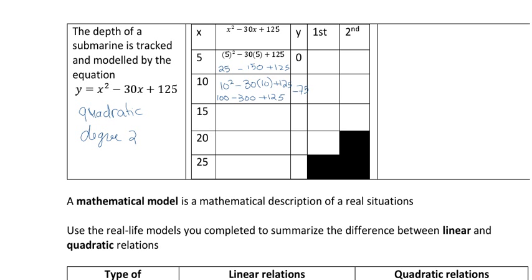For the next one, it's going to be 15 squared minus 30 times 15 plus 125. What did you get for that? Negative 100. And then for 20, negative 75. And this one's 0.